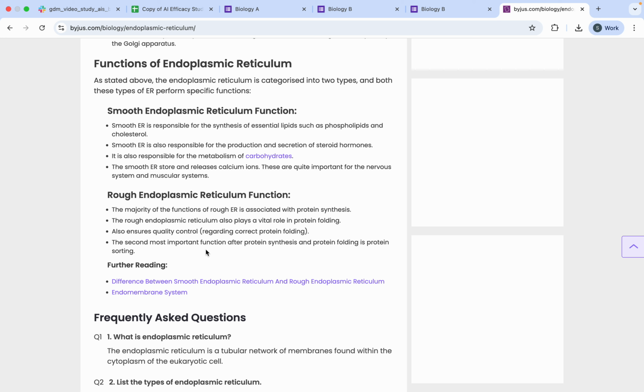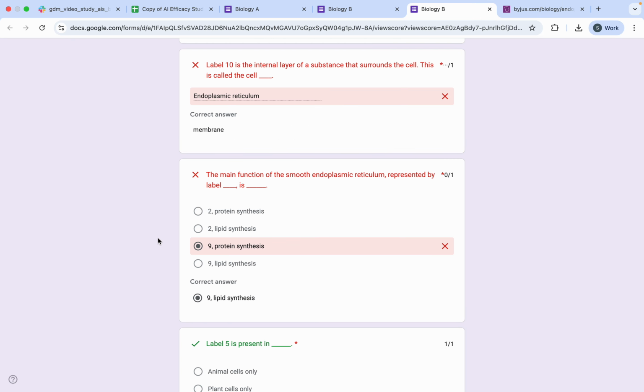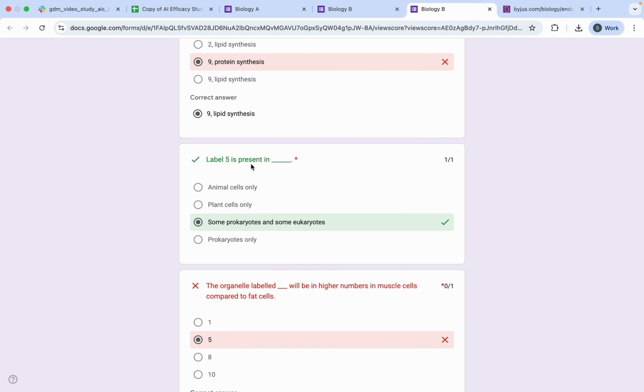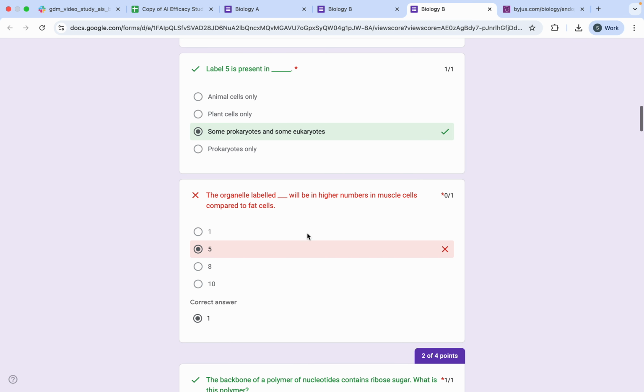The second most important function after protein synthesis is protein folding and protein sorting. Okay, so here our option is lipid synthesis. And label 5 is present in some prokaryotes and some eukaryotes, which is correct.